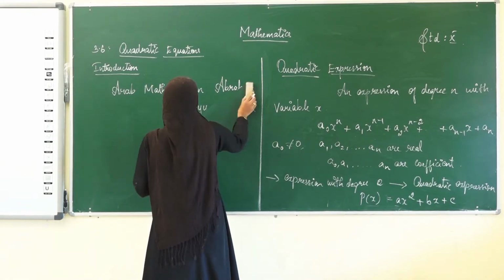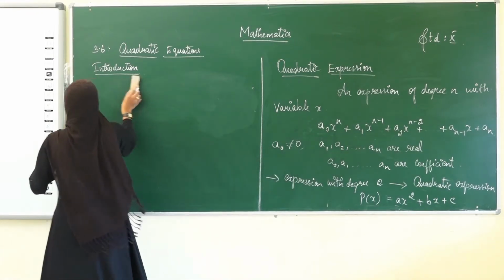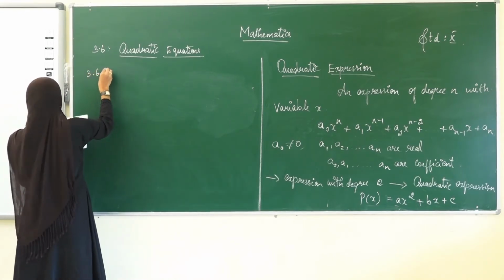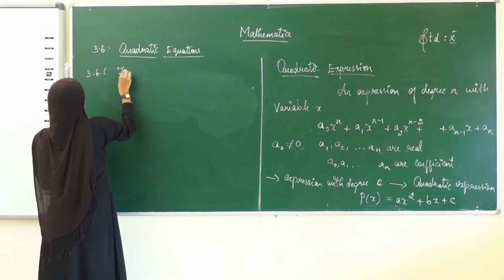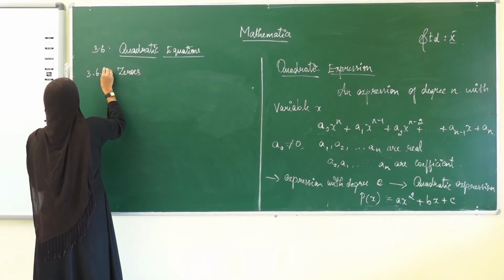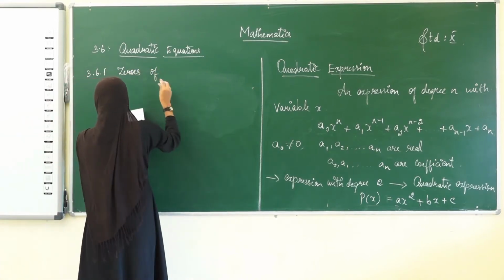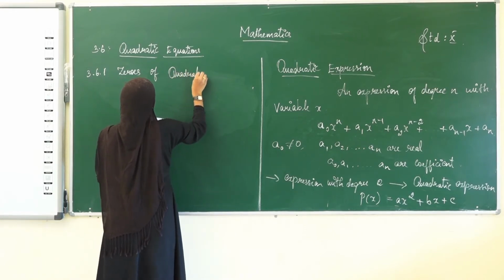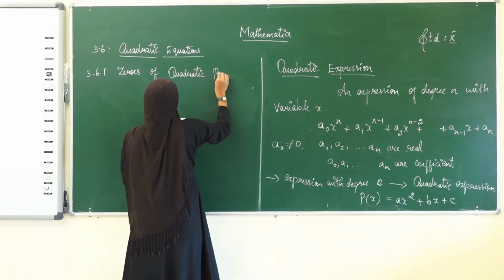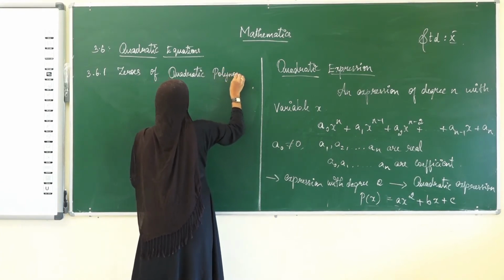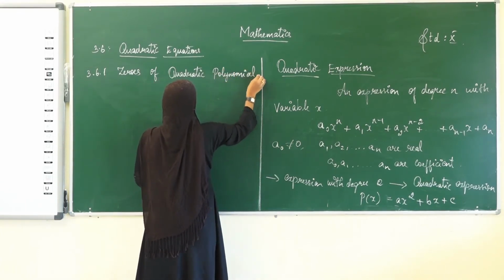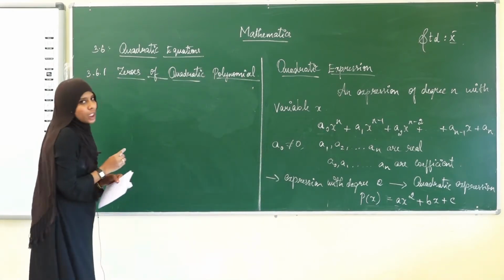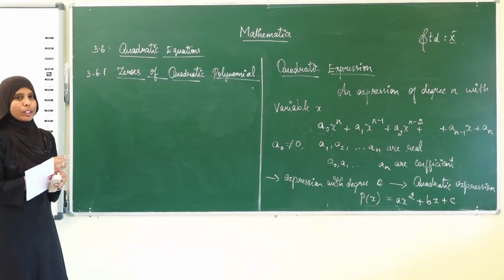Now the next concept is 3.6.1, zeros of a quadratic polynomial. What are the zeros of a quadratic polynomial? The zero is also called the root of the quadratic polynomial.